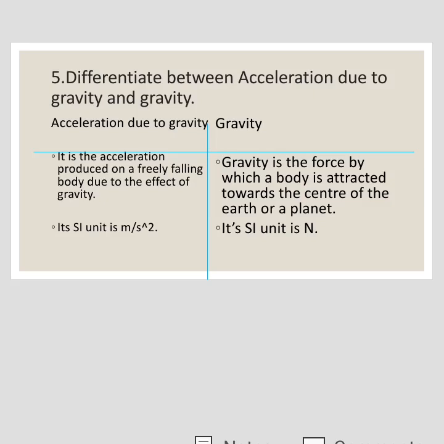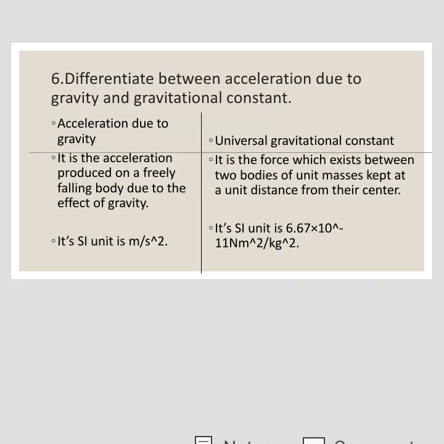Here I would like to tell you that while finding the differences between two particular objects, we should first mention their definitions, and in the second point, a relative sentence. That means either the unit or its characteristics we should mention there. Now question number 6. Differentiate between acceleration due to gravity and gravitational constant. This means sometimes the question will be like that: differentiate between small g and capital G.